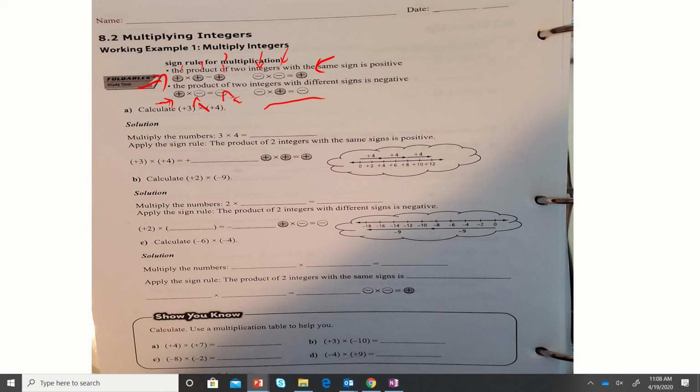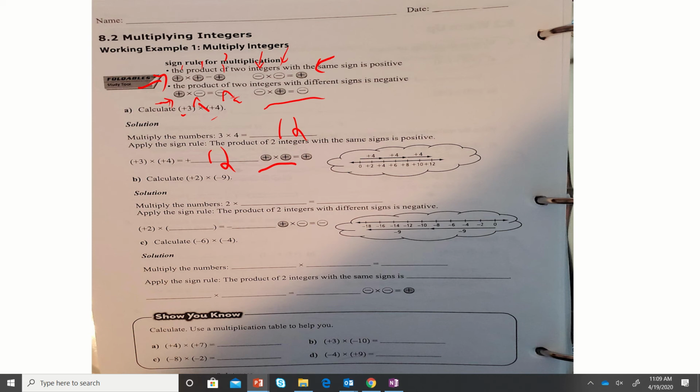It says calculate plus 3 times plus 4. So multiply the numbers, 3 times 4. 3 times 4 is 12. So apply the sign rule. The product of two integers with the same sign is positive. So we have a positive here and a positive here. So plus 3 times plus 4 is going to be plus 12. It says right here a plus and a plus equals a plus.